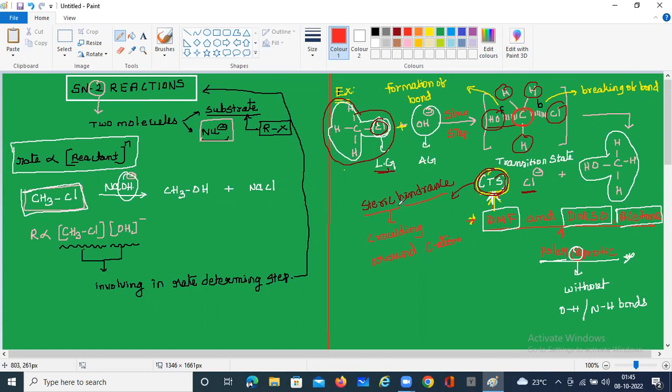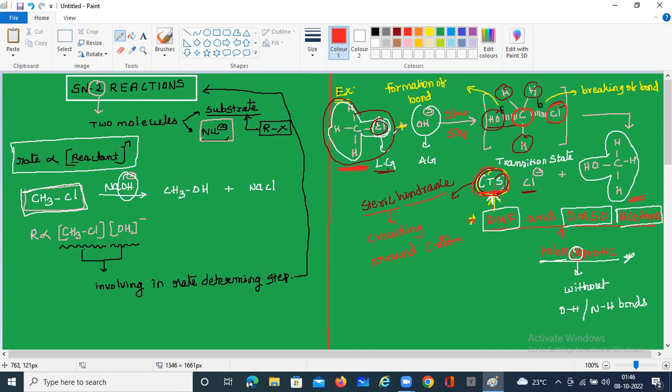So here what I mean is that the reactivity of the substrate, in which the product formation takes place by the formation of a transition state, depends on the steric hindrance. Steric hindrance means the crowding around the carbon atom with the leaving group. Where does this come from? It comes from the substrate itself.